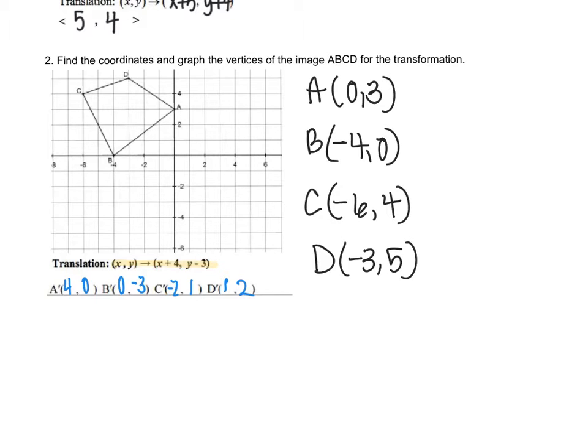So now I can plot these points, and I will have my new transformed figure. So 4, 0 for A prime, 0, negative 3 for B prime, C prime is at negative 2, 1, and D prime is at 1, 2. So I connect my 4 points, and we get the same image, just translated.